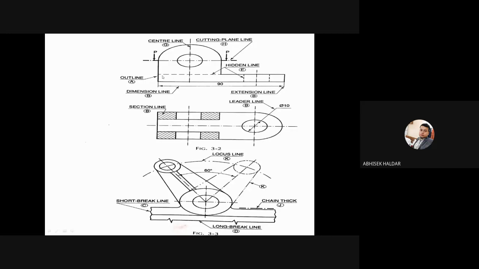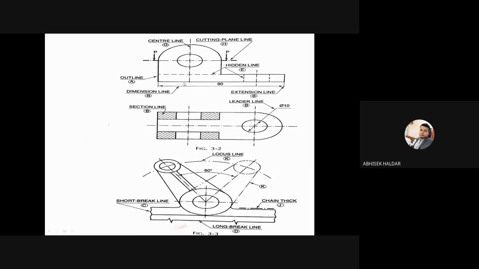Next, you can see one hidden line over here. That means a dashed line. That means there is a particular edge at the back that I cannot see from my front, as this is my front view. What the front view is and all that will be discussed in detail in your assignment number 2.